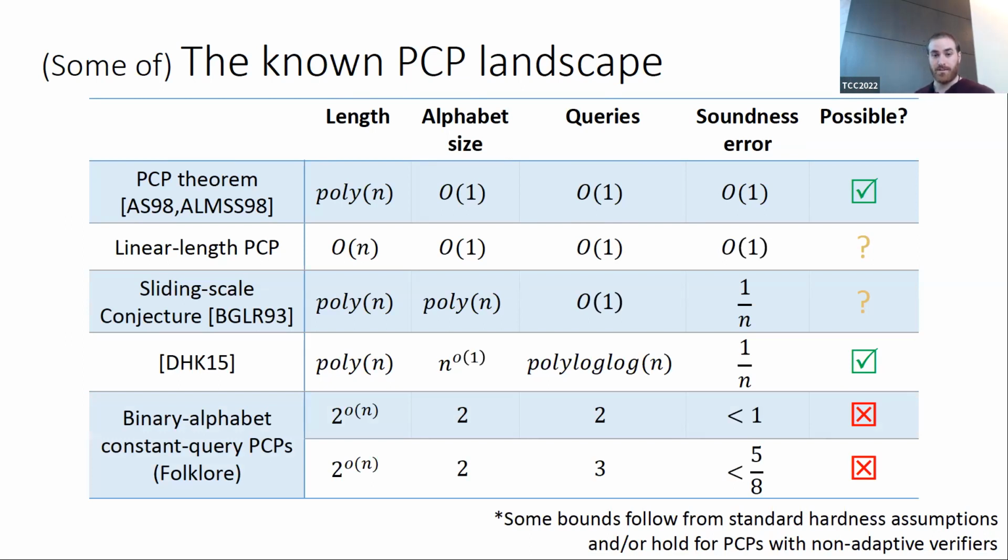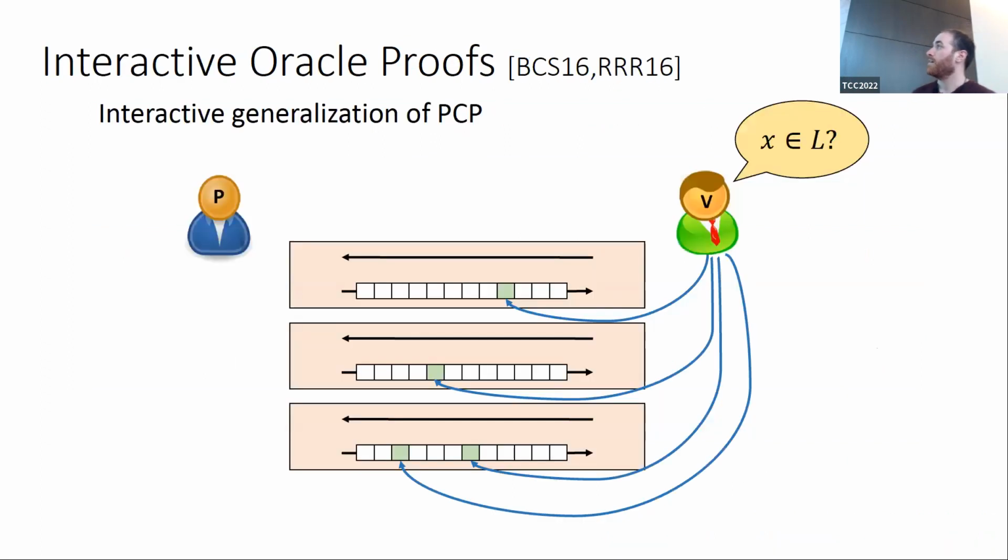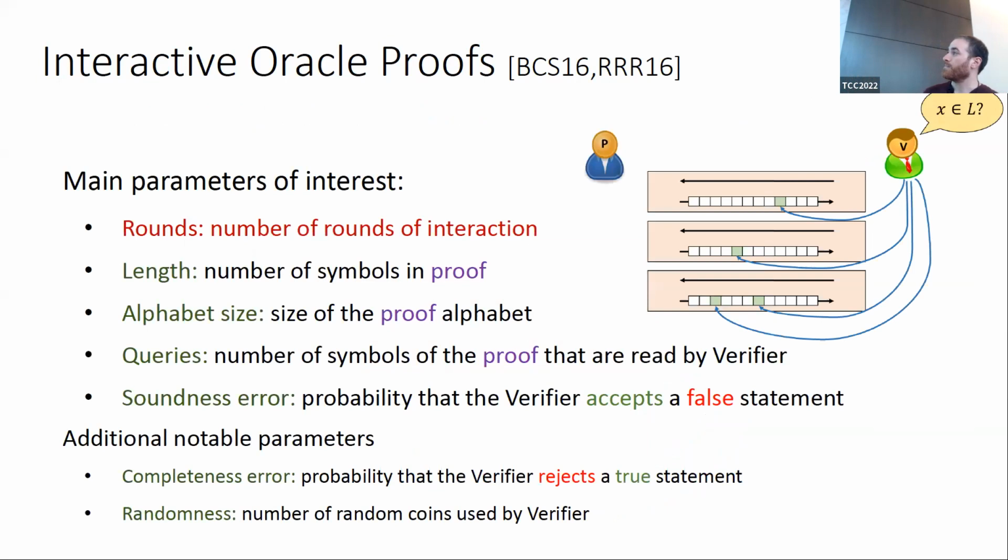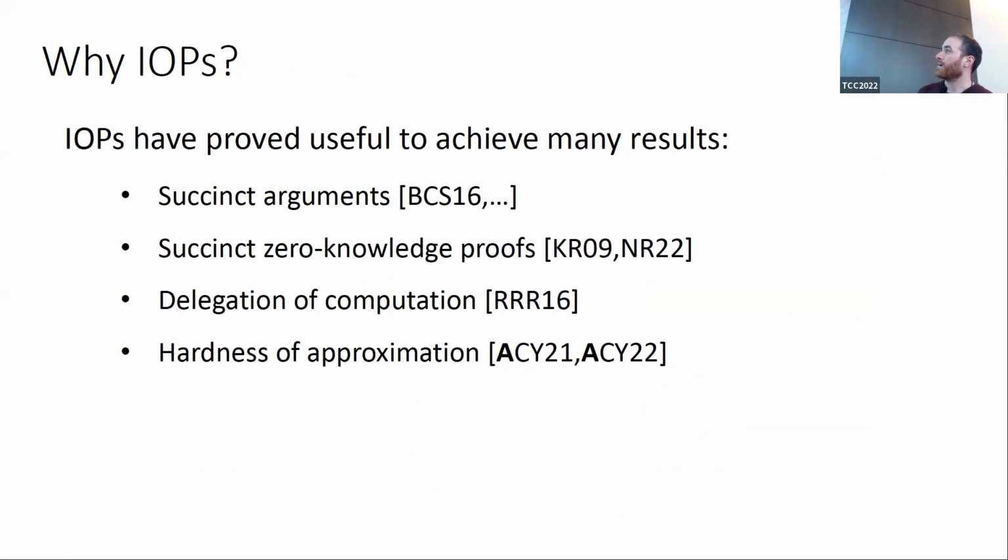So now I'll introduce a generalization of PCPs known as IOPs, or interactive oracle proofs. Here we have an interactive proof between the verifier and the prover. The verifier sends a message, the prover sends a message back, and so on. And at the end, the verifier reads a few symbols from each of the prover's messages and decides whether to accept or reject based on that. The parameters of interest for IOPs are basically the same, except that we also care about the number of rounds, since there's interaction now.